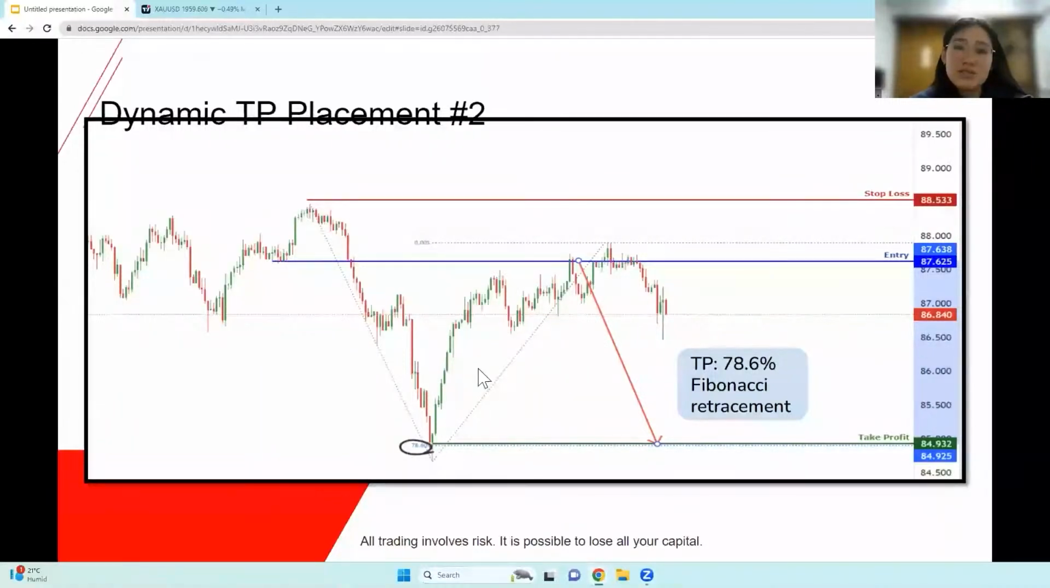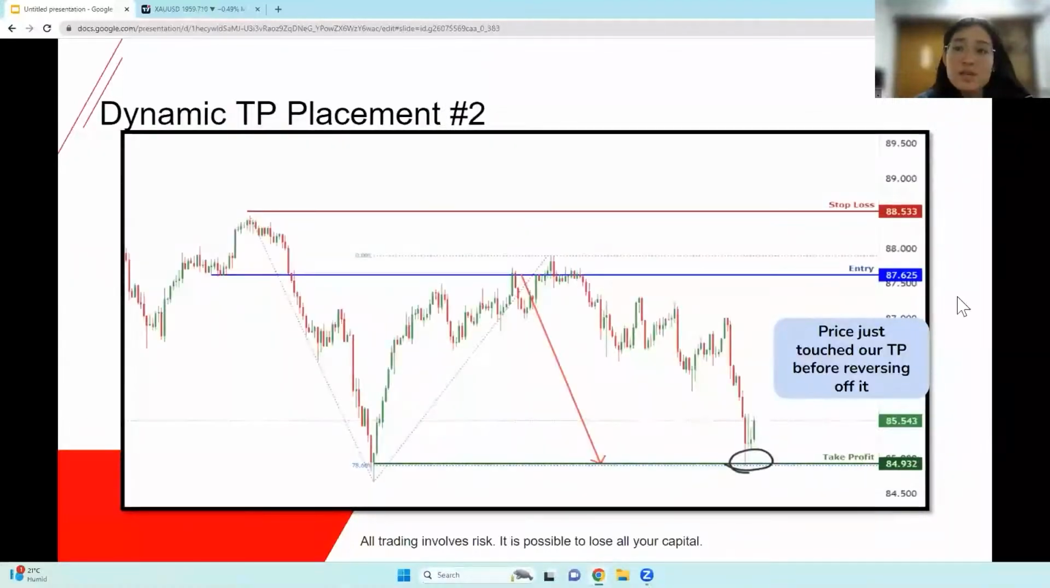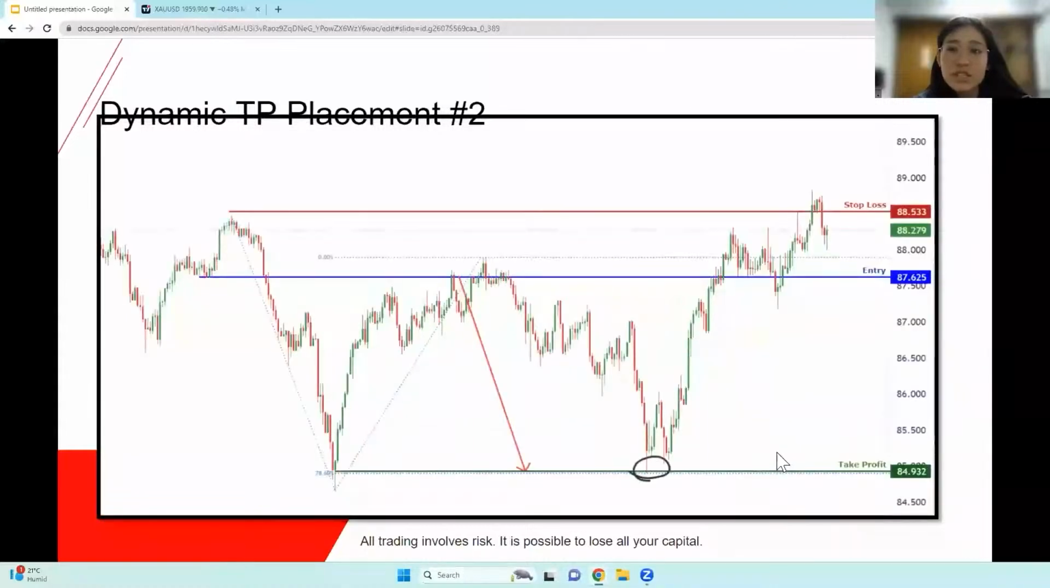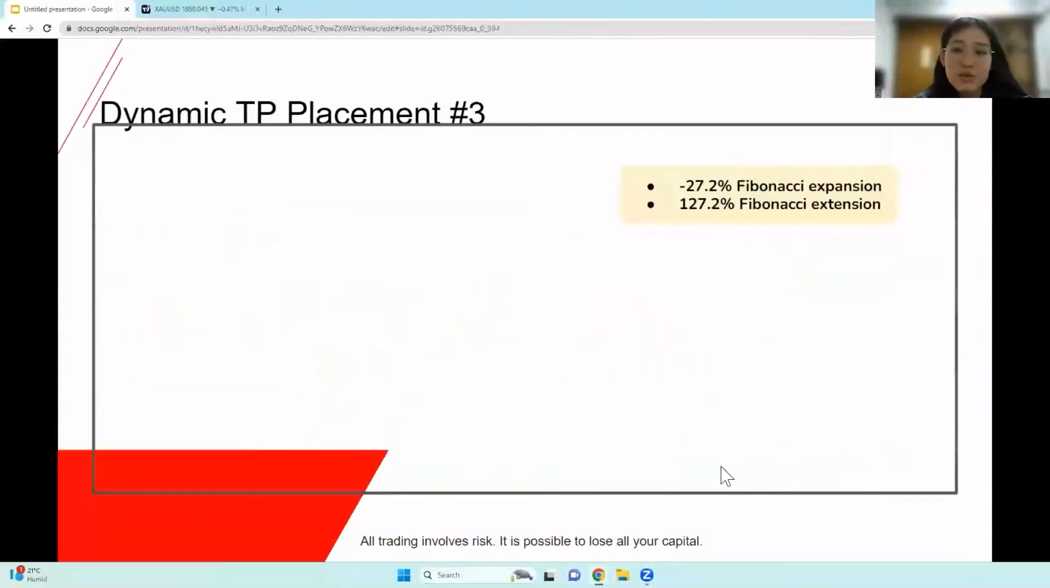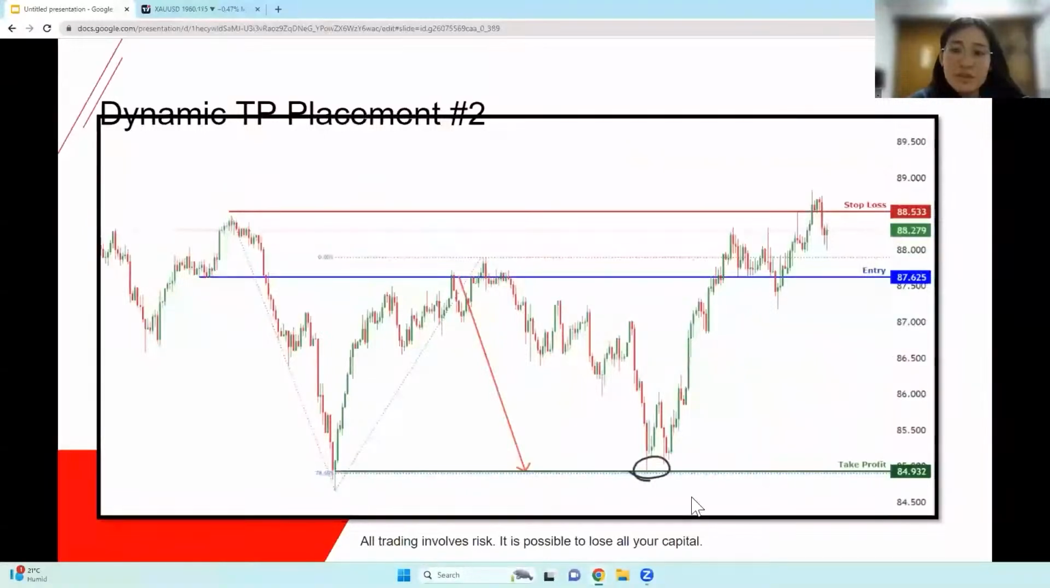Okay, and then we're using Fibonacci to further complement our take profit levels. Okay, so price just touched our take profit before reversing off of it. So you can imagine if we had placed our take profit beyond it, underneath our swing low resistance as well as the Fibonacci level, we would not have been able to catch this before it reversed back up to our stop loss.